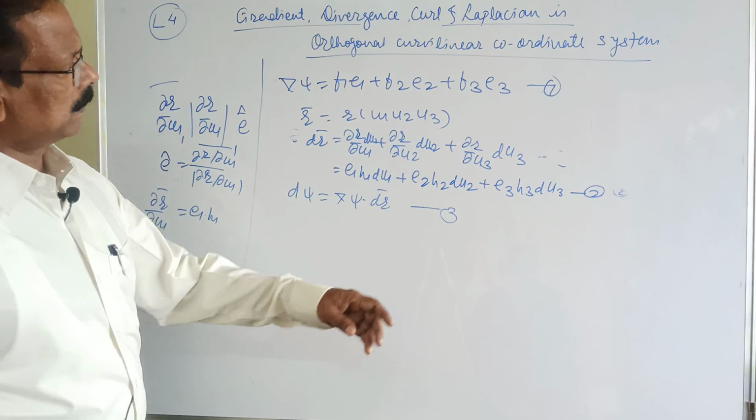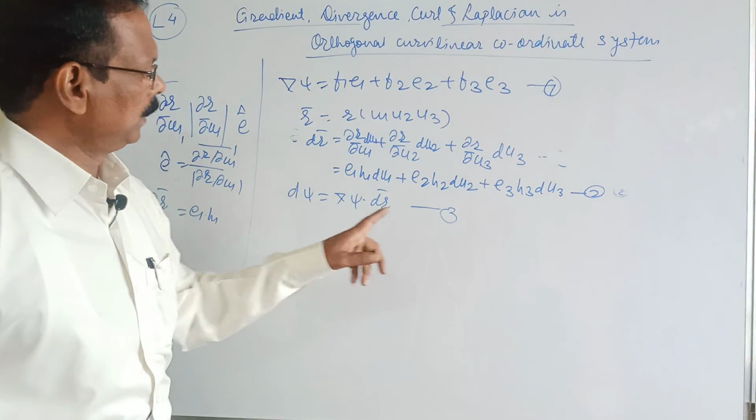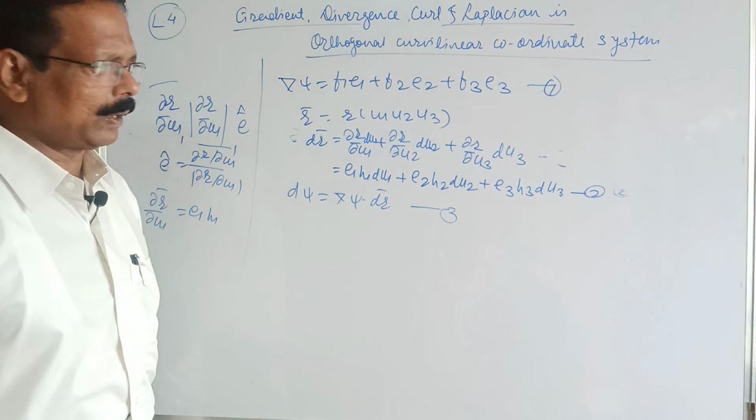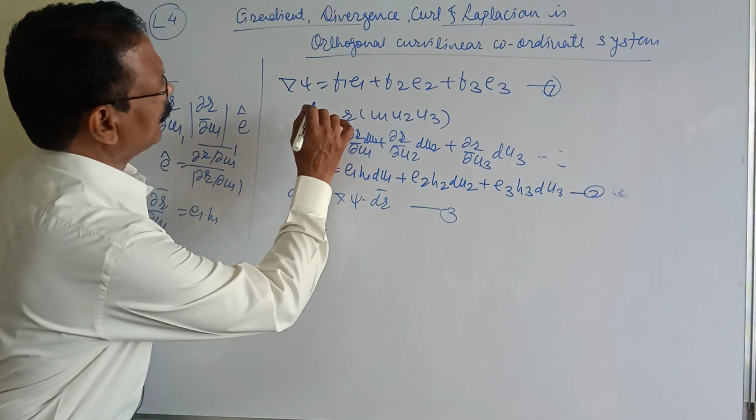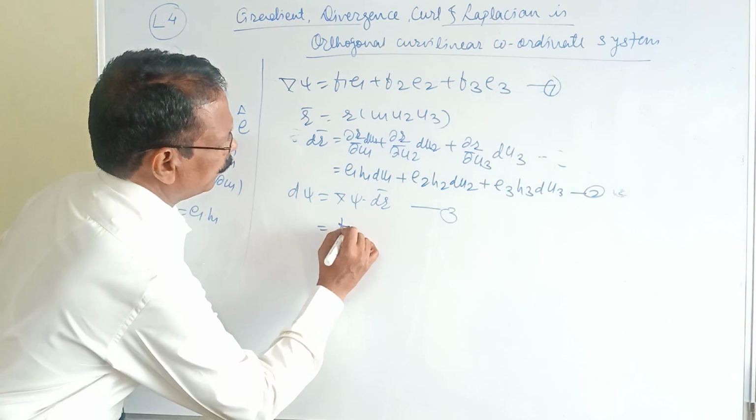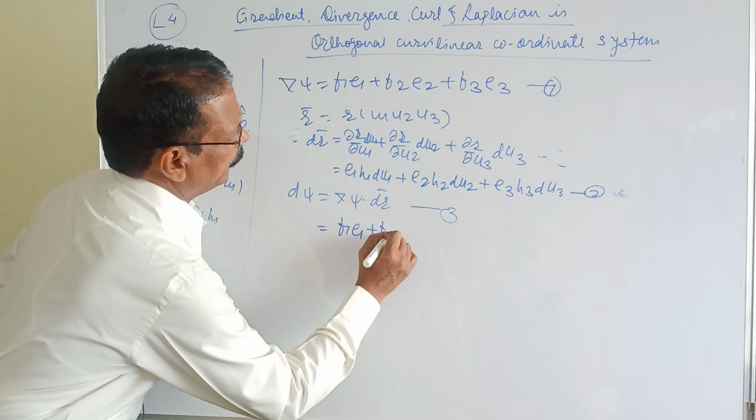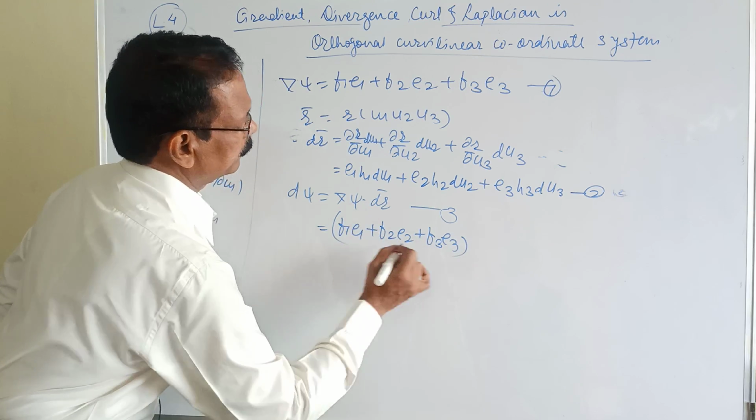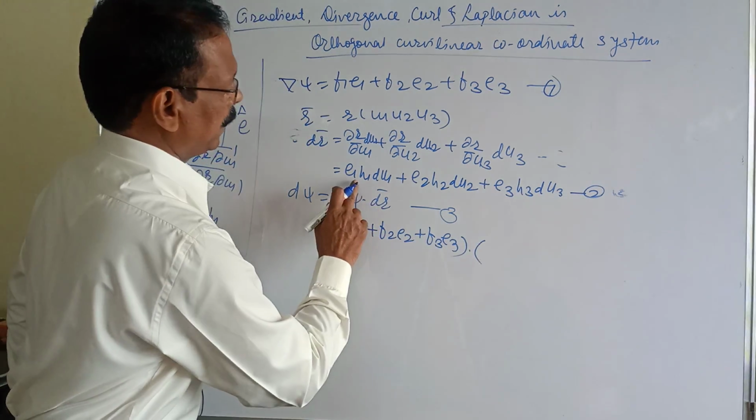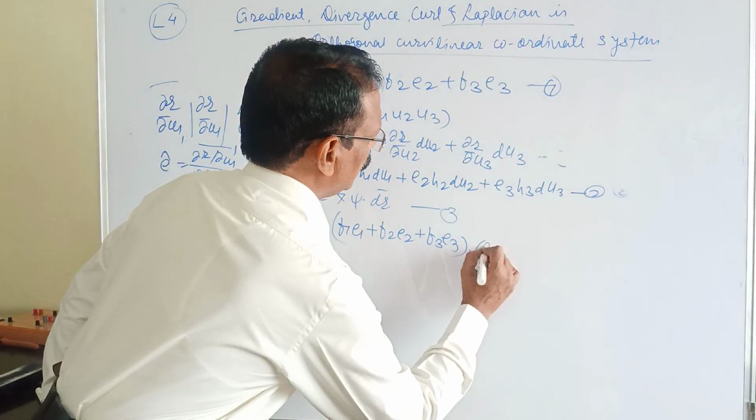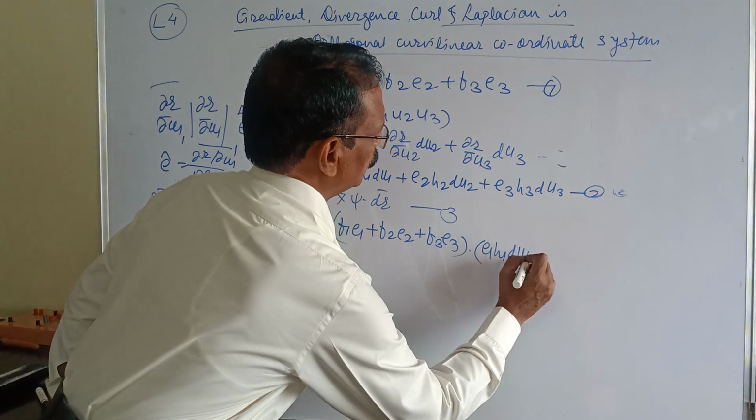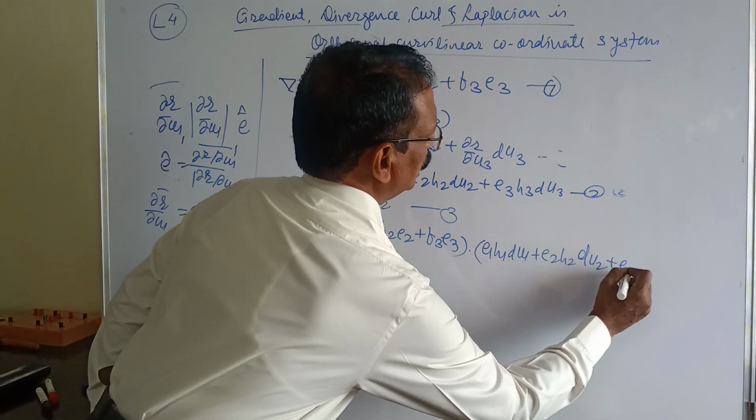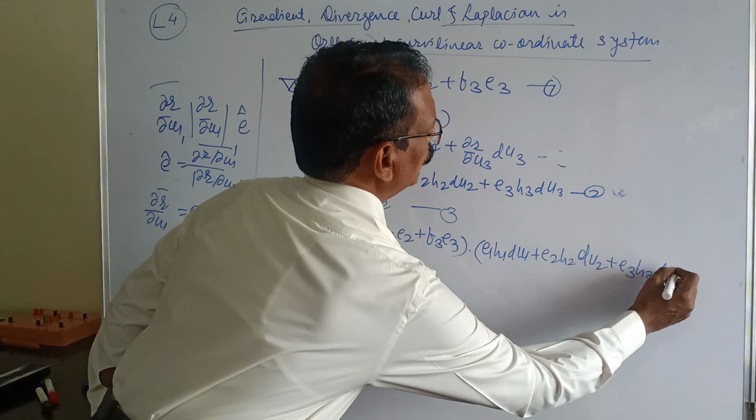Now we know this is equation number 1 and this is equation number 2. We have to take del psi from equation number 1 and dr bar from equation number 2. What do we get? We can write del psi is equal to f1 e1 plus f2 e2 plus f3 e3, and it is multiplied by dr bar. dr bar is equal to this equation: e1 h1 du1 plus e2 h2 du2 plus e3 h3 du3.